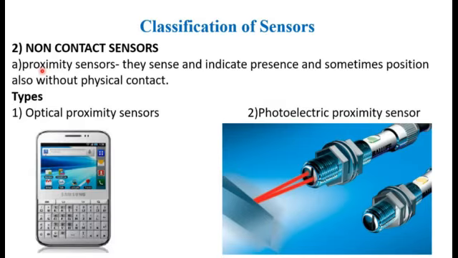Then the second type is non-contact sensors. In the case of non-contact sensors, there is no necessity of physical contact. An example of non-contact sensors is the proximity sensor. These proximity sensors sense and indicate the presence, and sometimes the position, of a physical object.